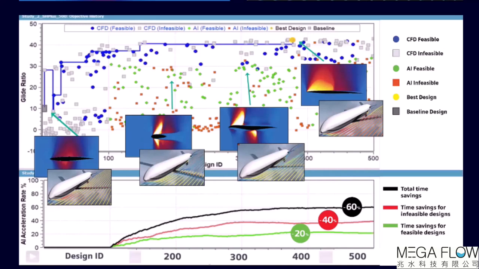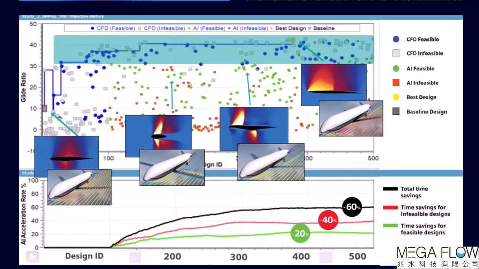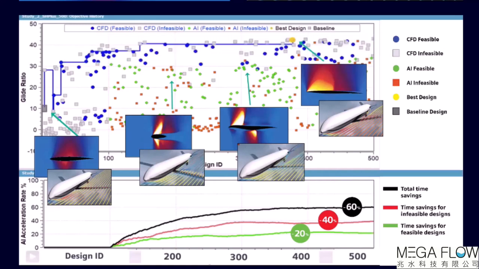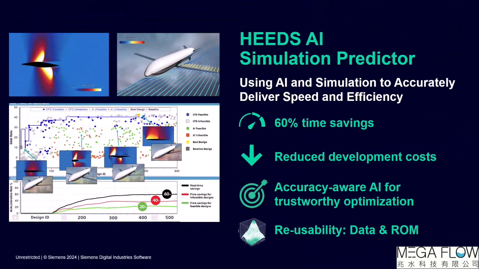It should also be noted that the majority of the high-performing solutions are still evaluated with the real CAE simulation, either as a validation of the AI prediction, as a means to further enhance the AI model, or due to the fact that they are very close to the constraint boundary, all again properties associated with the accuracy awareness of AI models within HEEDS AI Simulation Predictor.